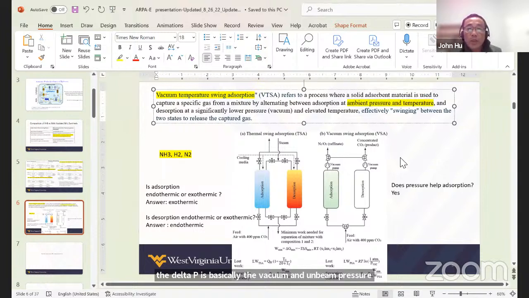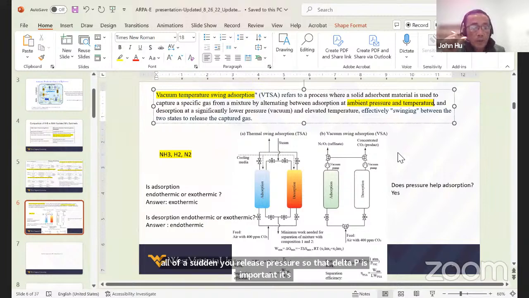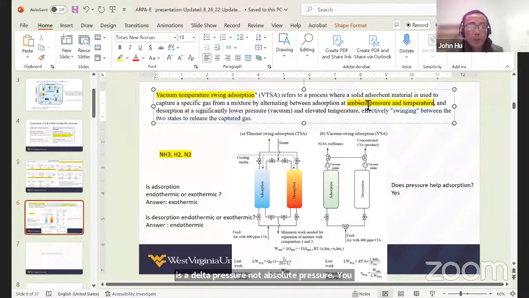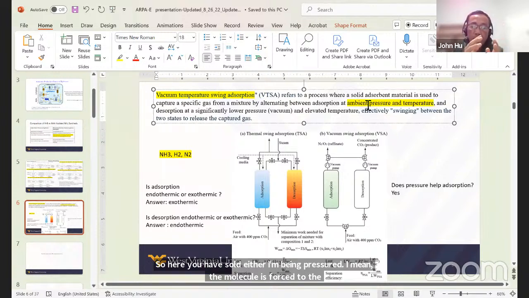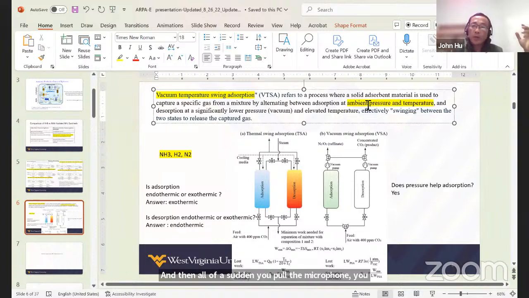It's ambient pressure. So PSA means you adsorb under pressure and then all of a sudden you release the pressure. So that delta P is important. It's a delta pressure, not absolute pressure. You follow me? So here you adsorb at the ambient pressure. That means the molecule is forced to the surface under the ambient 1 bar, and then all of a sudden you put a vacuum, you release it. PSA is the same thing. You apply maybe 10 bar, and then all of a sudden you release the pressure. That delta P is important.